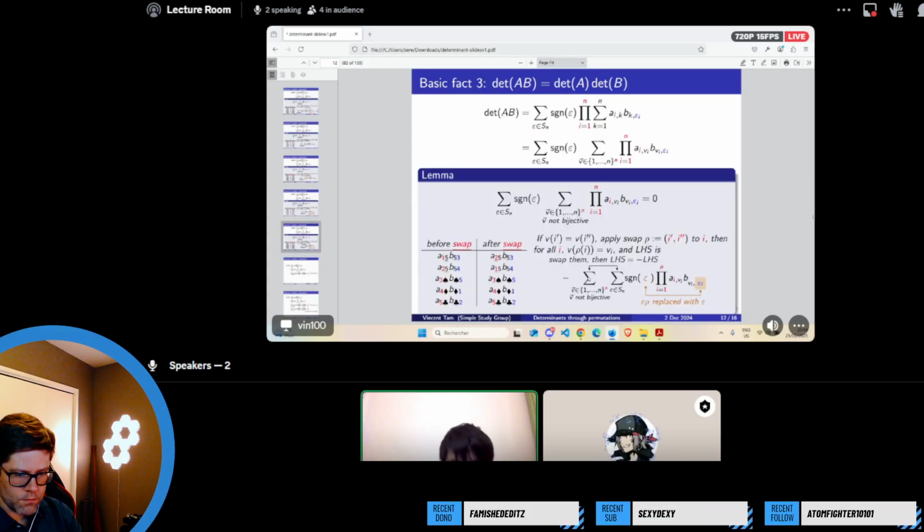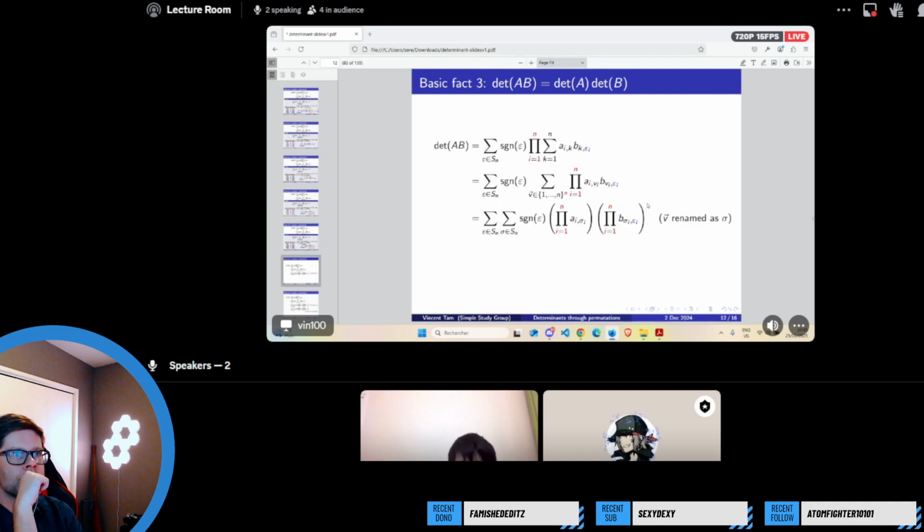And after swapping them, we will get that the left-hand side here is equal to the negative of the left-hand side. That's why this left-hand side must be 0. So finally, we can be reassured that we only need to consider V which are bijective. And we rename V as rho, and then, yeah.